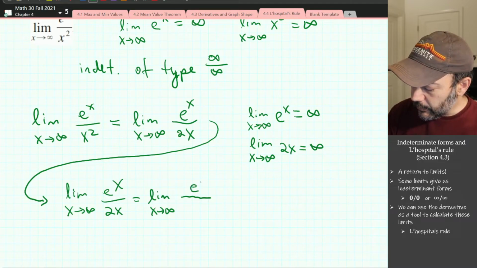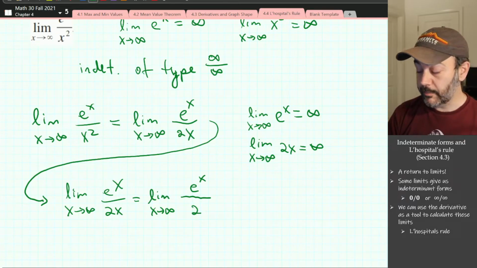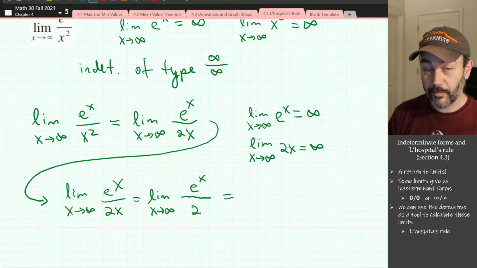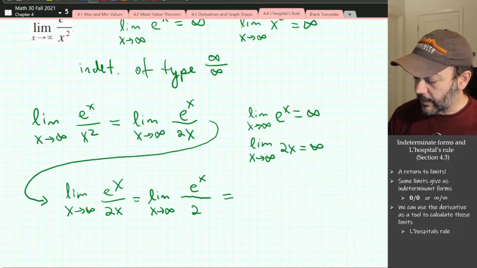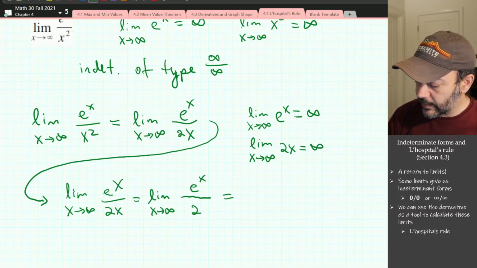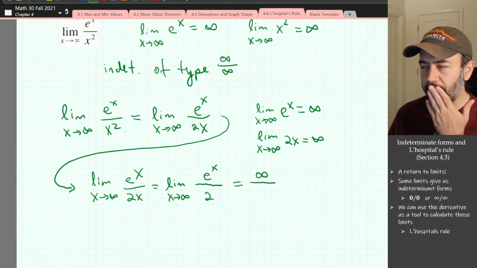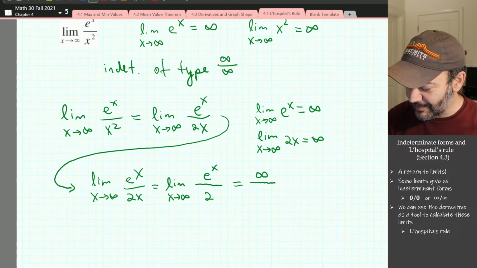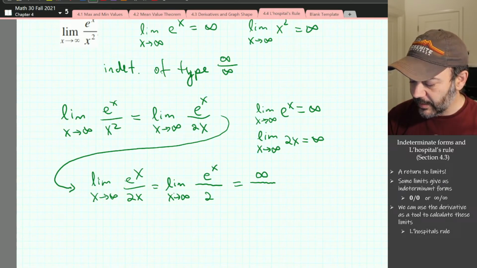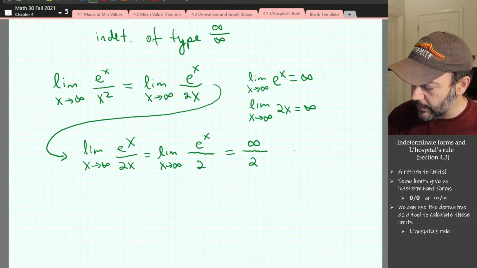And we get the derivative of e to the x is e to the x. The derivative of 2x is 2. Now this is looking better. Now this is not indeterminate. We can do direct substitution. The limit as x goes to infinity of e to the x is infinity, and the limit as x goes to infinity of 2 is 2, and so this means that our limit is infinity.